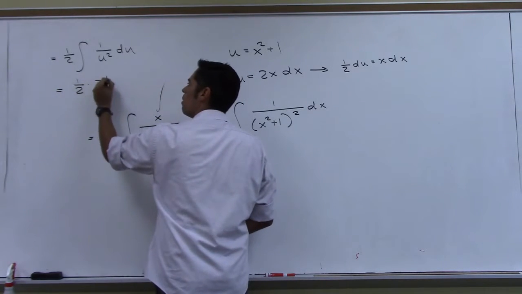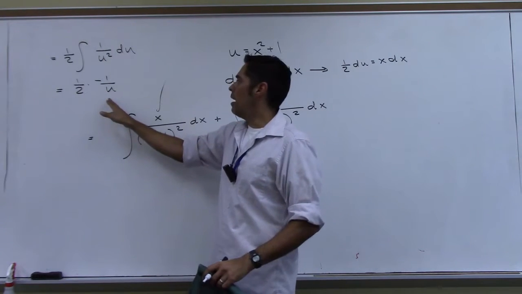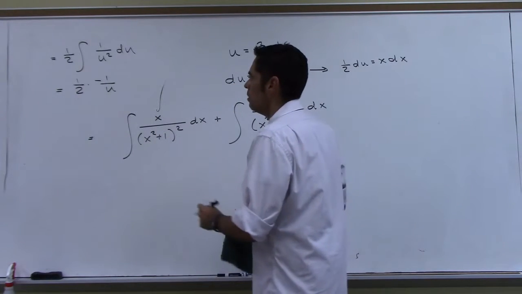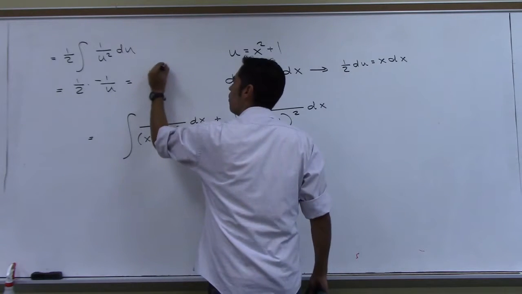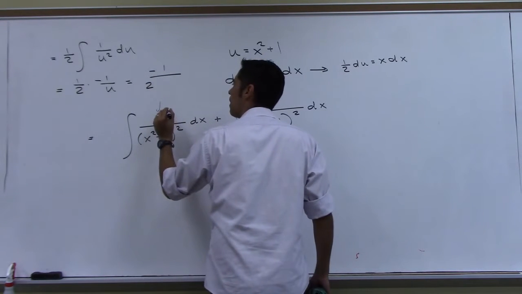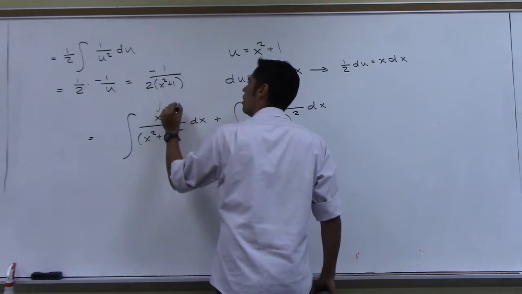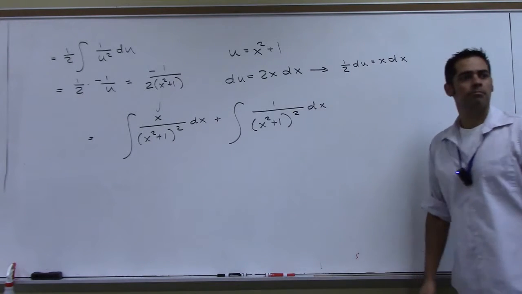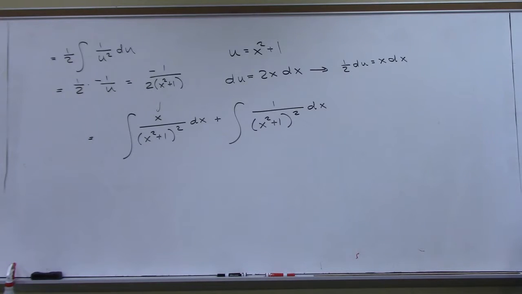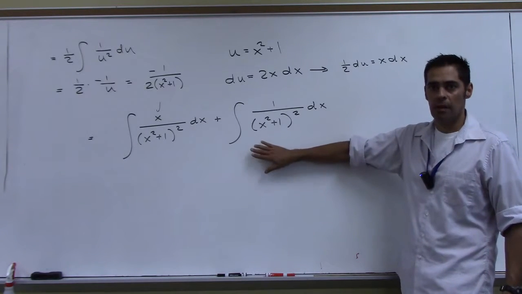Antiderivative of this is negative 1 over u, isn't it? It's the antiderivative of 1 over u squared, negative 1 over u. And put those together and replace u. Just trying to get this first integral done. It would be negative 1 over 2 times x squared plus 1. So the antiderivative of this is this. We okay? All right. But I have not dealt with this yet. I'm about to.